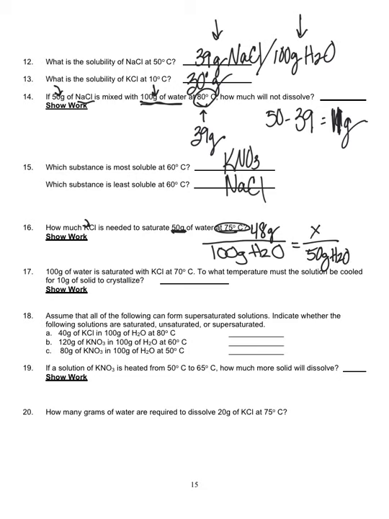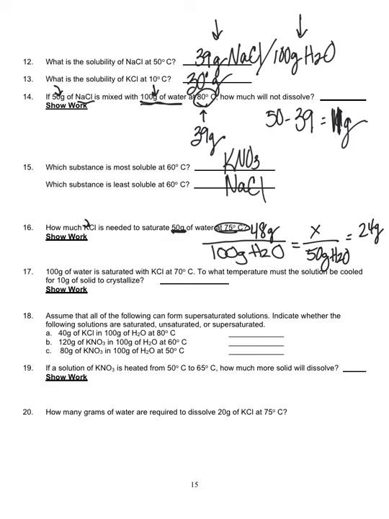And so this is a cross multiplication and division. 50 times 48 divided by 100 equals 24 grams. Okay, or just look at it this way: the water's being cut in half, so then the solute would be cut in half.